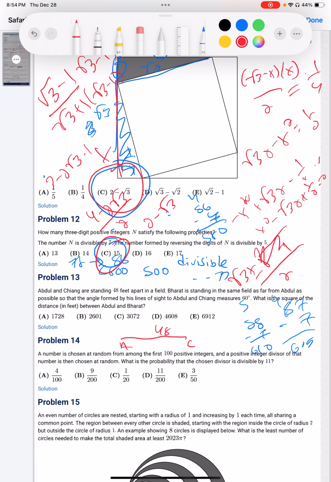Pretty confident. So Abdul and Trainer are standing 48 apart in a field. Barad is standing in the same field as far from Abdul. So this measures 60 degrees. Square this distance. So the triangle isn't obtuse, which should mean that would be 60 degrees. That making sense, right? It wouldn't make much sense. The triangle right. Is that possible?